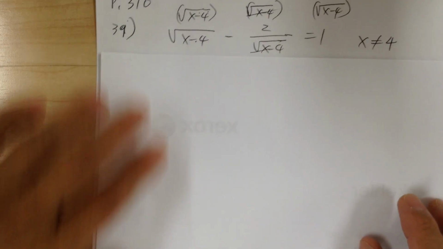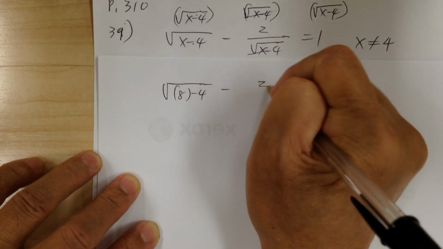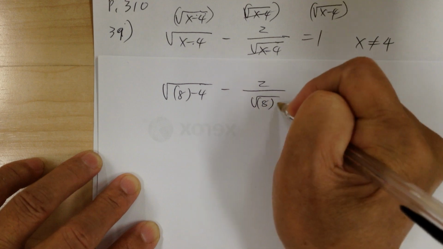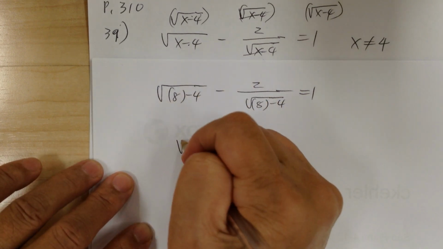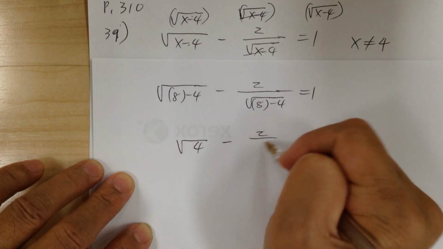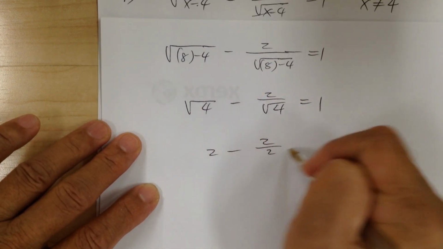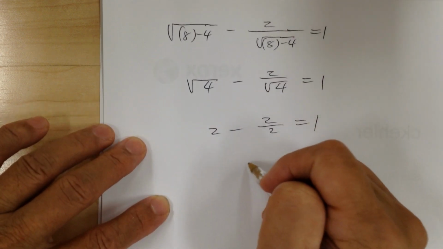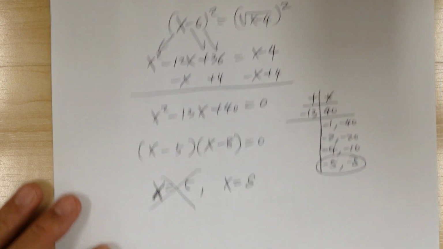So let's check for 8. You've got (square root of 8 minus 4, minus 2) over square root of 8 minus 4, equal to 1. So you're going to get (square root of 4, minus 2) over square root of 4, equal to 1. So you get (2 minus 2) over 2 equal to 1. So you get 2 minus 1 equal to 1. So it checks. So this one is good.